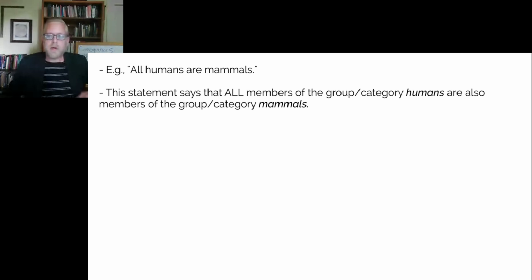All humans are mammals. It says all members of the group or category of humans are also part of the group or category of mammals. Or to put it into the club language that I like, all members of the human club are also members of the mammal club. And we could sort of imagine this as there being overlap. I'm in this circle, the human circle, but I'm also in the mammal circle.